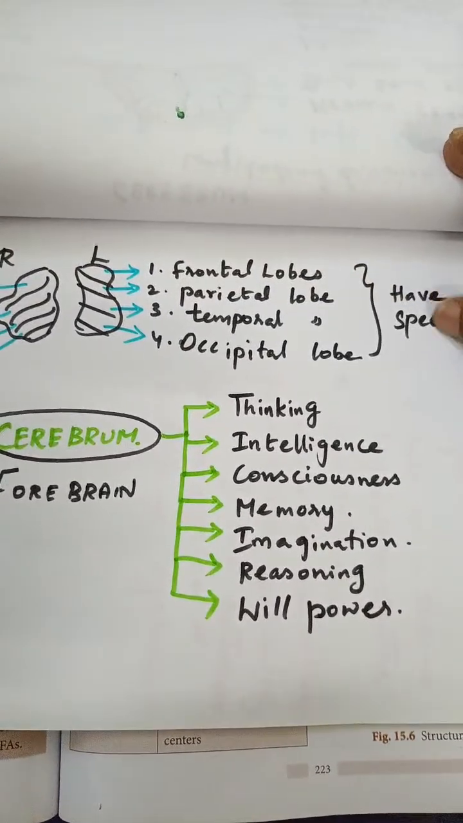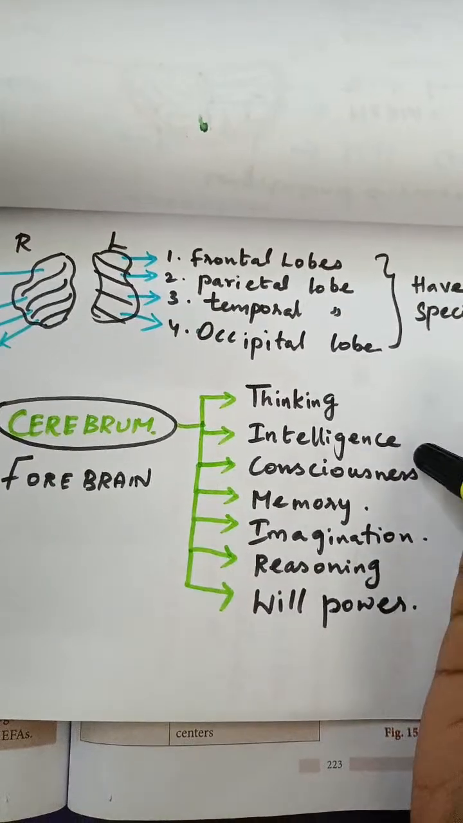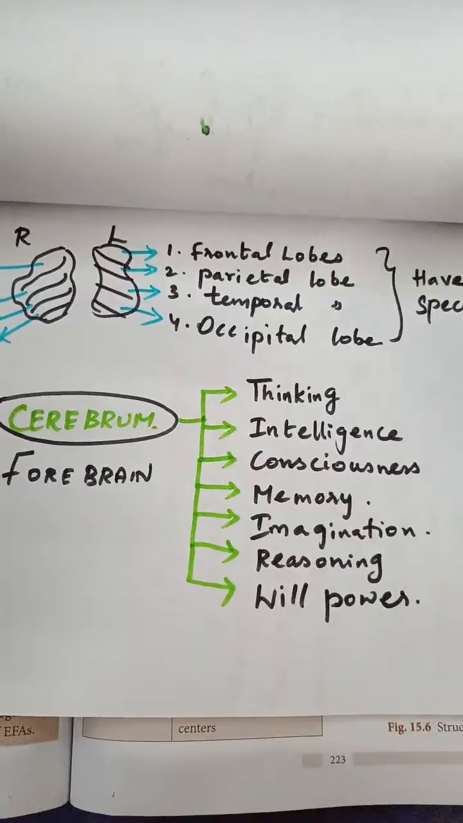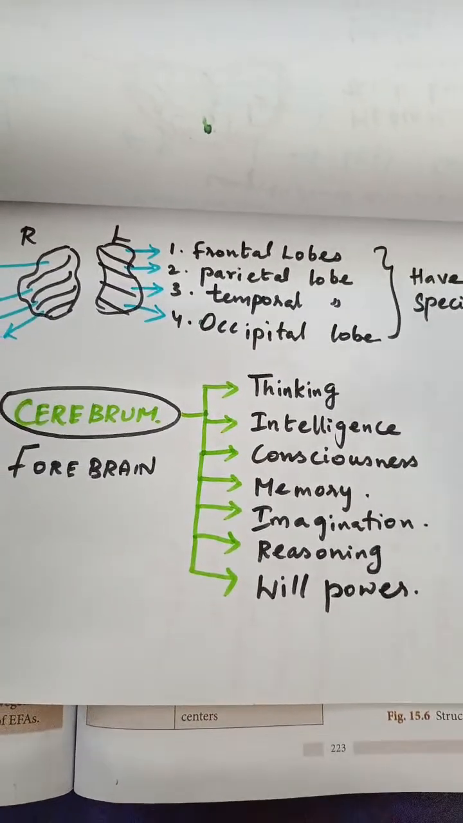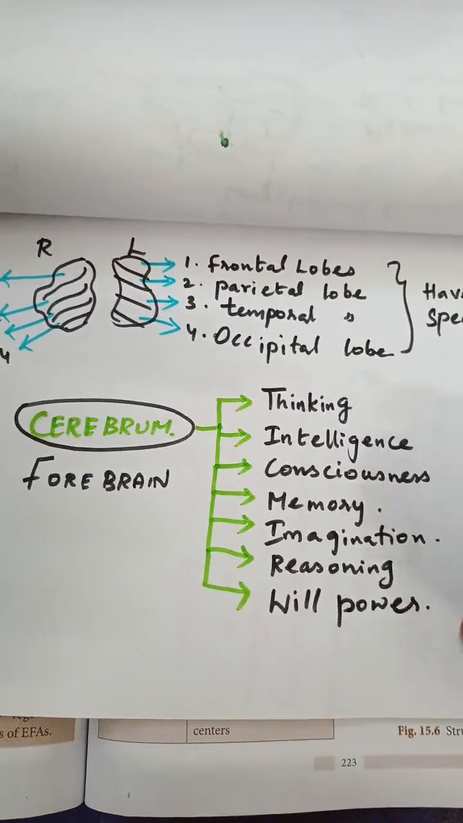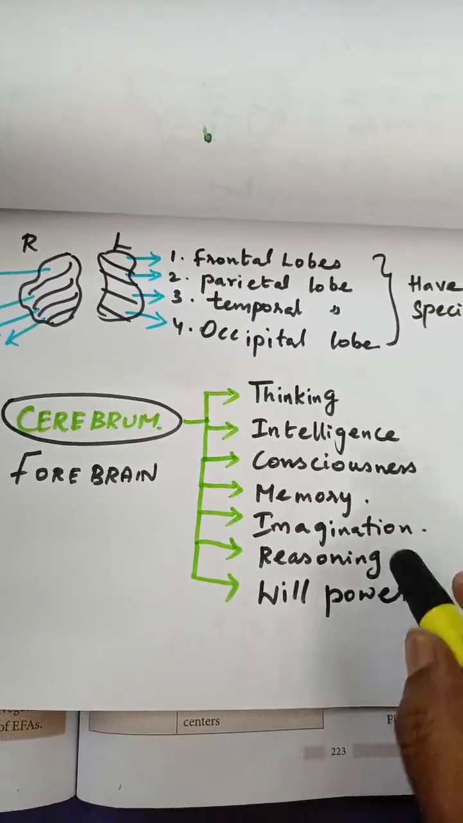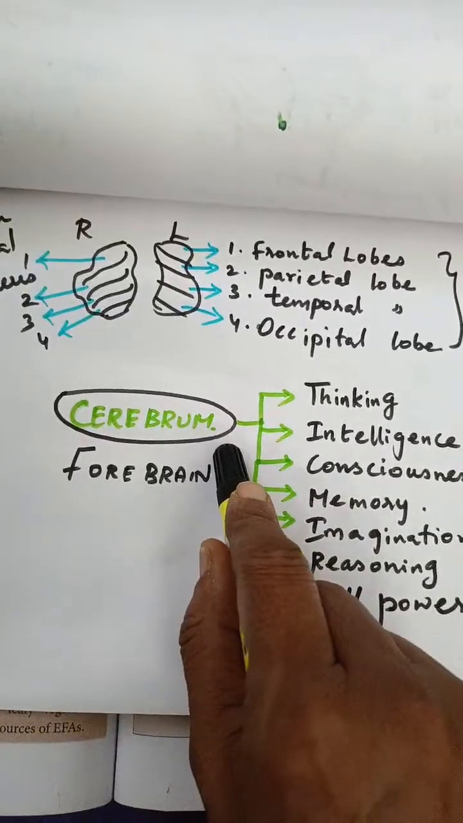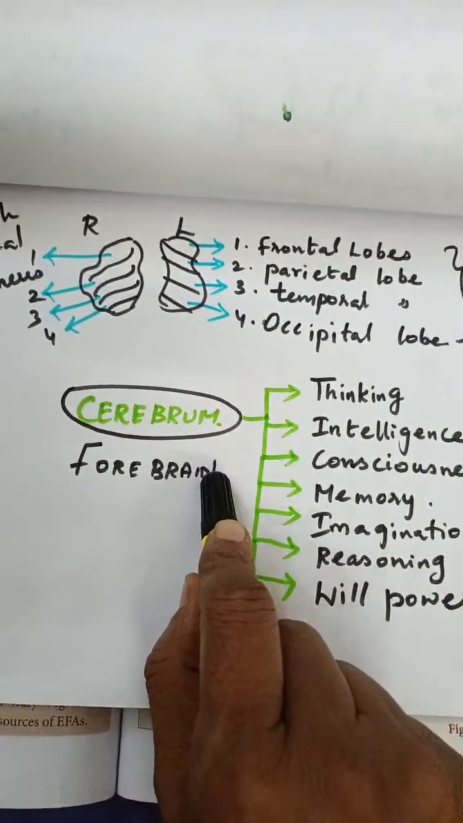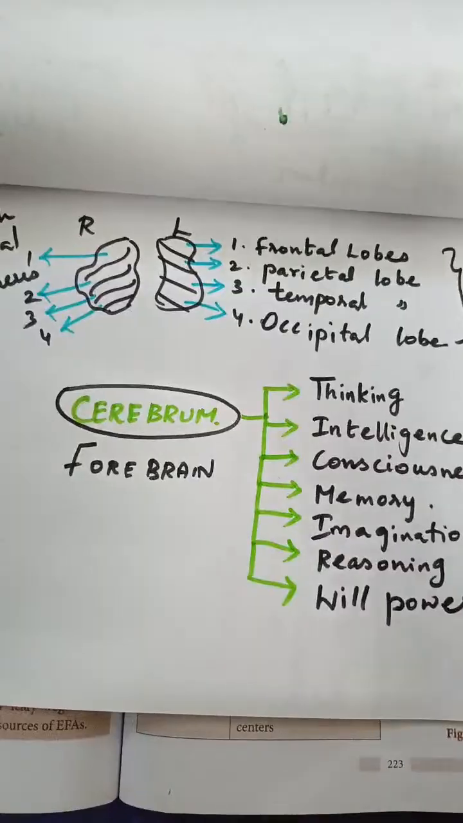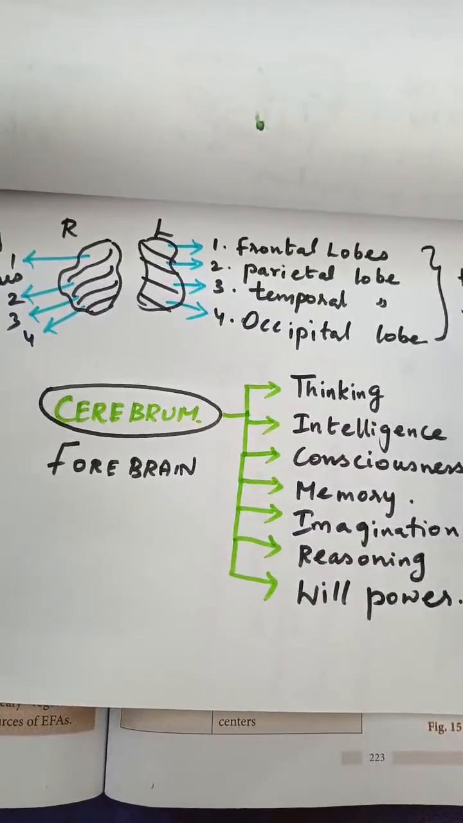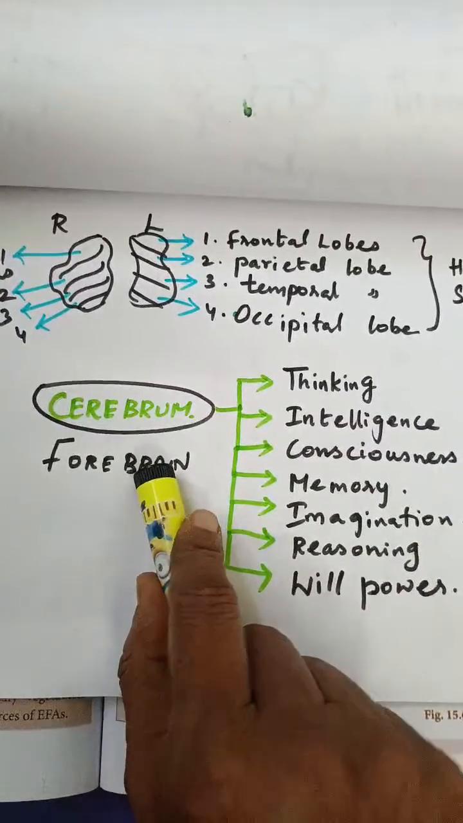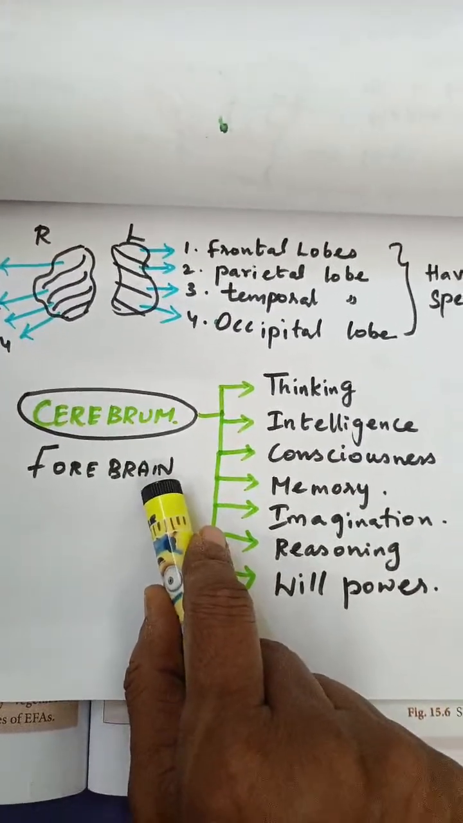Now this is about the function. Your thinking part, your intelligent part, your consciousness part, your memory part, your imagination, reasoning, willpower, everything, the cerebrum, your forebrain, plays the major role for all these activities. So you have to be very smart to do any activity, which means your cerebrum, your forebrain, should work properly.